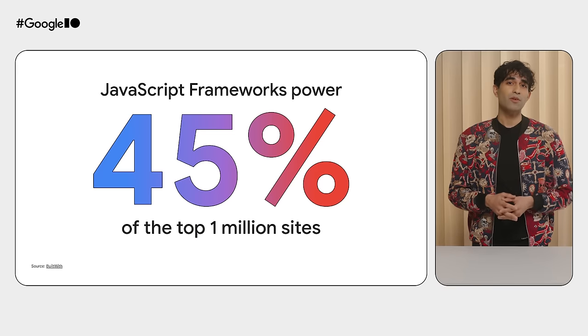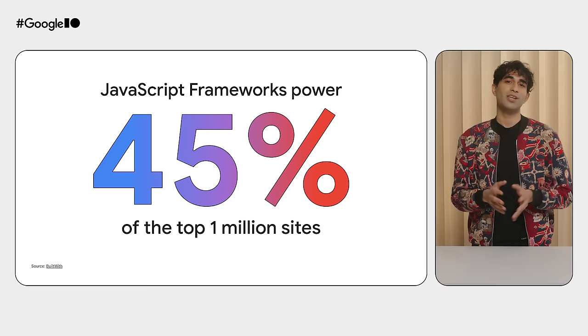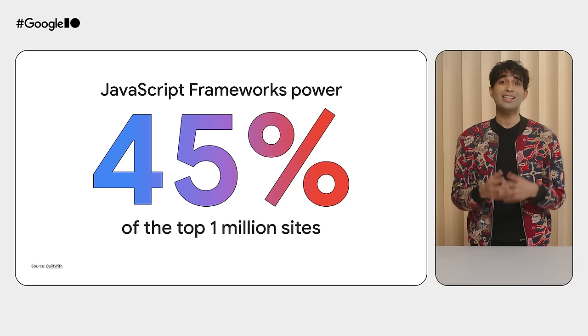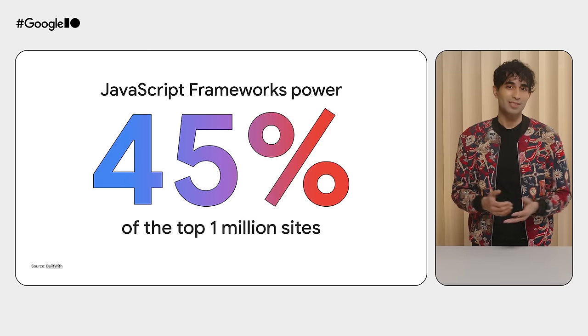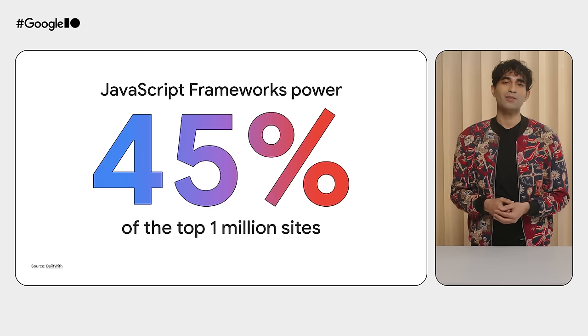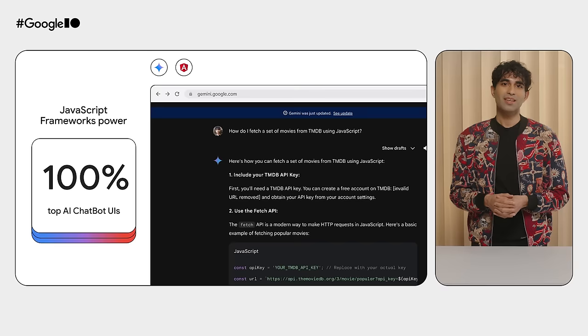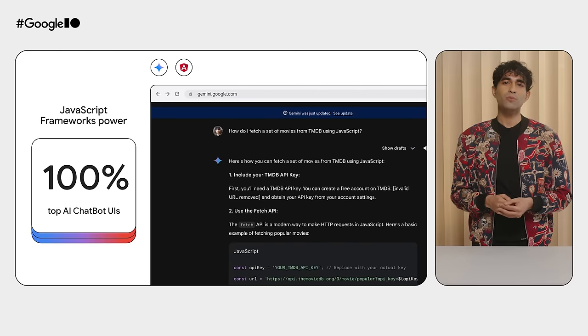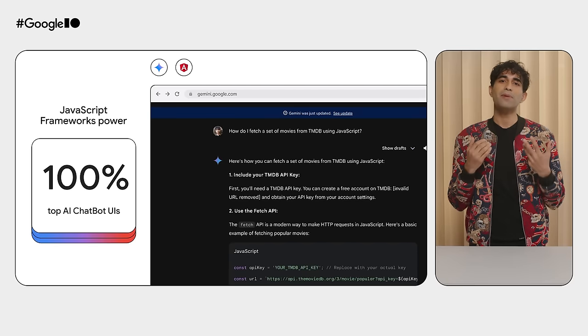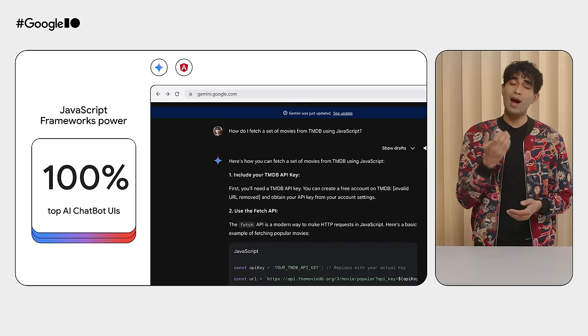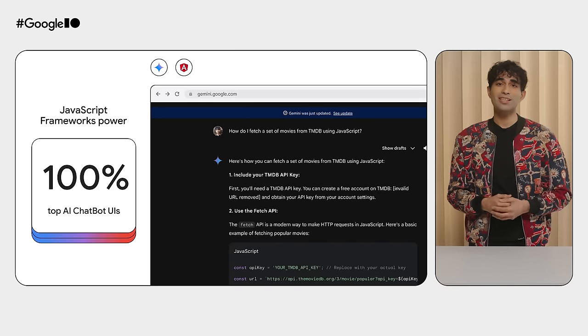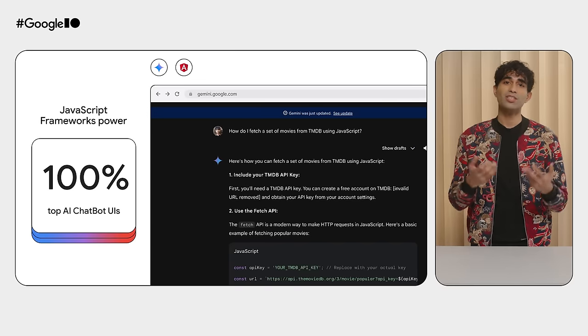Now, did you know the JavaScript frameworks power 45% of the top 1 million sites? That's amazing. Now, thankfully, folks aren't using them all at the same time, to the best of our knowledge and my mental health. But frameworks can be really powerful, and they're constantly evolving. Now, JavaScript frameworks also power 100% of the top AI chat interfaces. Gemini, Google's assistive chatbot, is powered by Angular. ChatGPT and Claude are powered by React and Next.js.